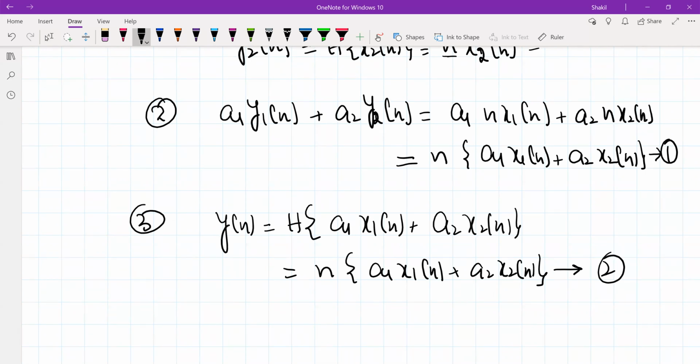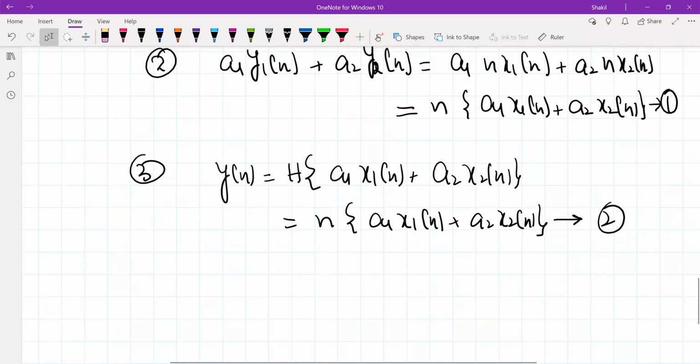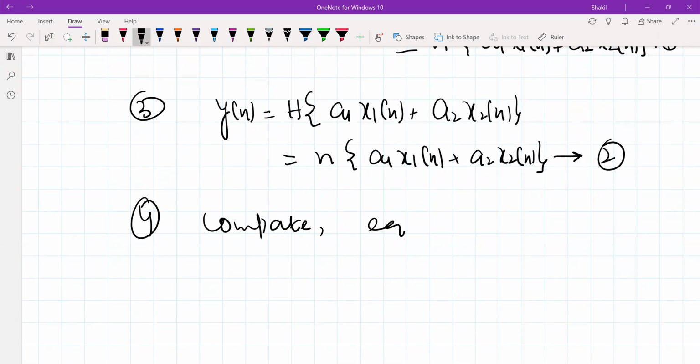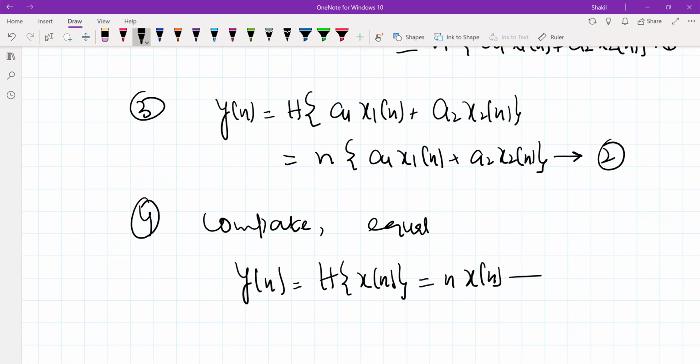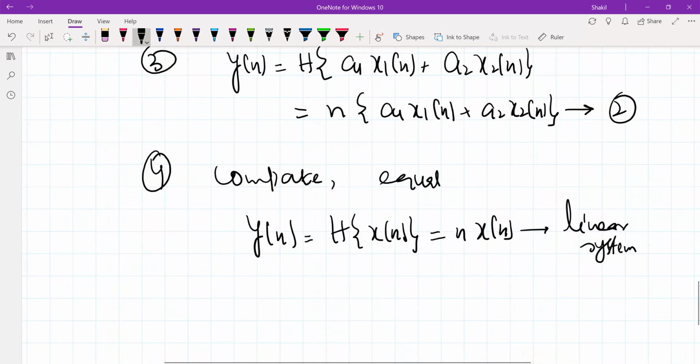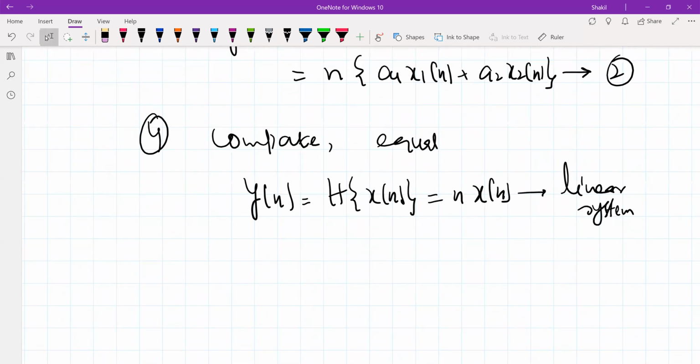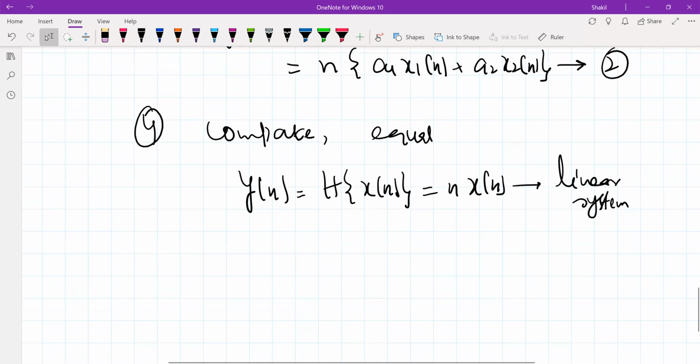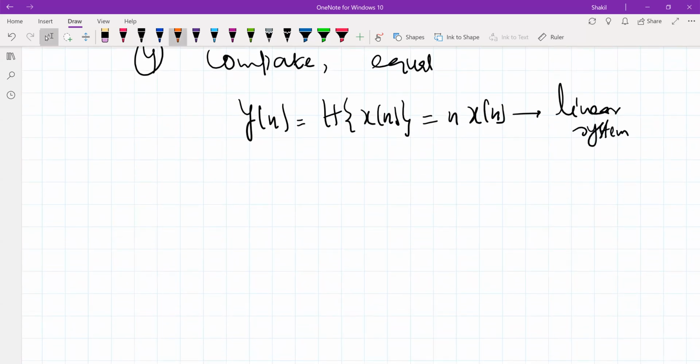Now have a look at equation 1 and equation 2. You can see these are equal. So in step 4 we compare the results in step 2 and 3, and we see these are equal. So you can say this is a linear system. So this is the procedure to confirm whether the system is linear or not. If the results in step 2 and step 3 are not equal, then you can say this is a non-linear system.